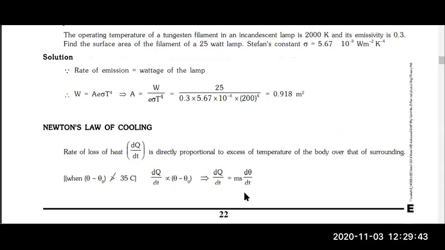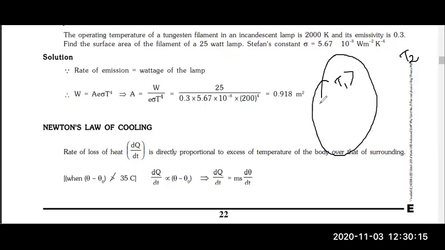Now, Newton's law of cooling. What is the meaning of Newton's law of cooling? This is the concept that we just discussed. When any object loses energy, it will cool down, yes or no? Suppose we have an object, and the temperature of this object is T1 and the outside temperature is T2. And it is losing energy. Obviously, it will lose energy if T1 is greater than T2. Yes or no? Tell me.